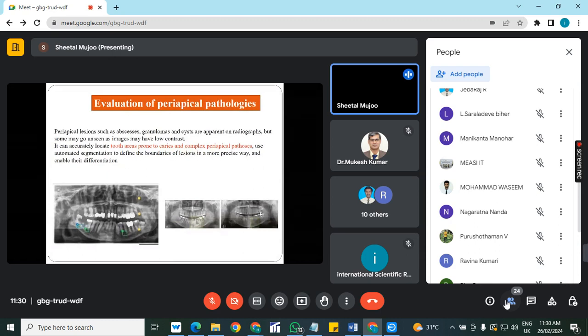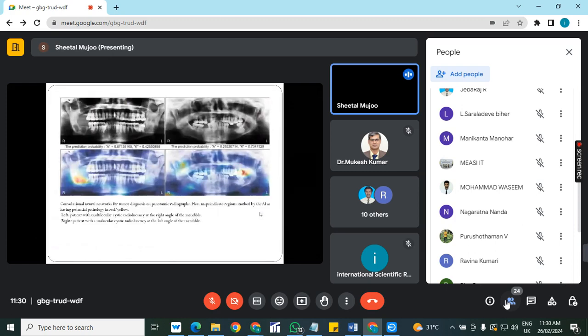But once you have these AIs, these multi-layered algorithms, it will help you to detect and define the boundaries of the lesion in a more precise way, enable their differentiation, and give you clear knowledge about periapical pathology. It can accurately locate the tooth areas which are prone to caries and complex periapical pathologies.